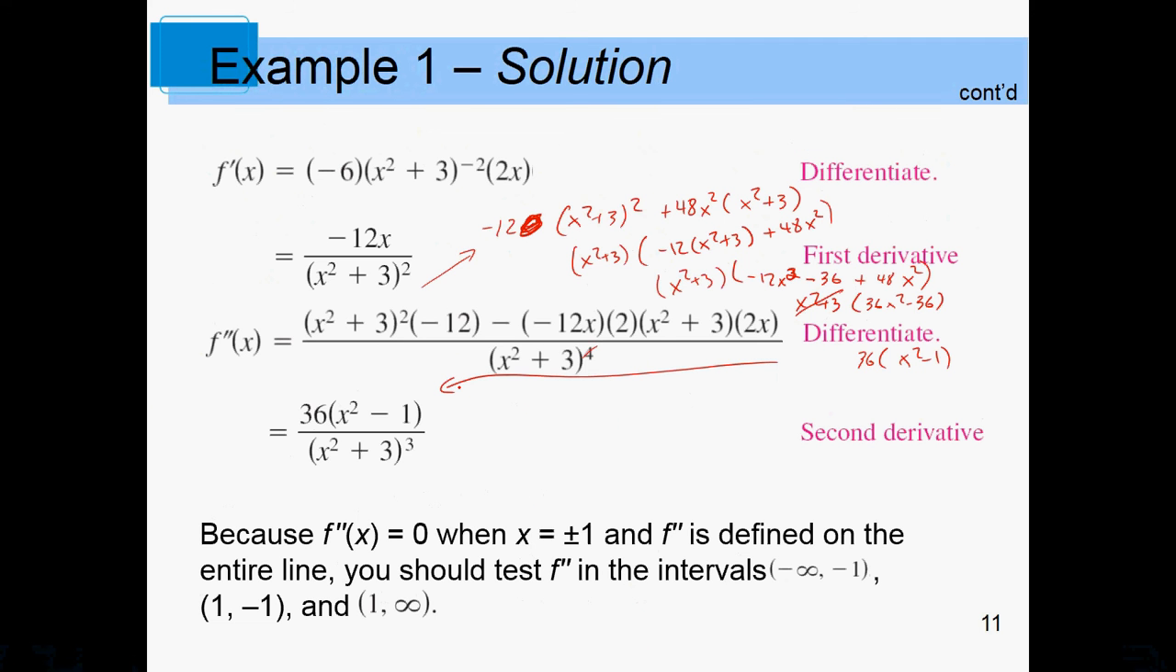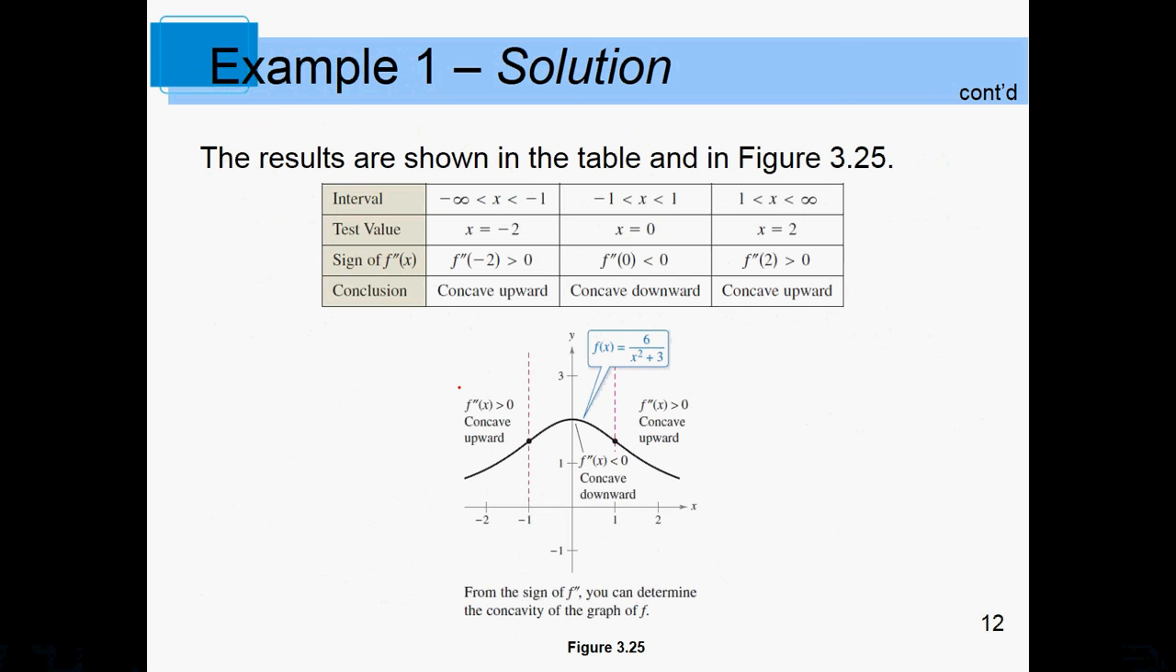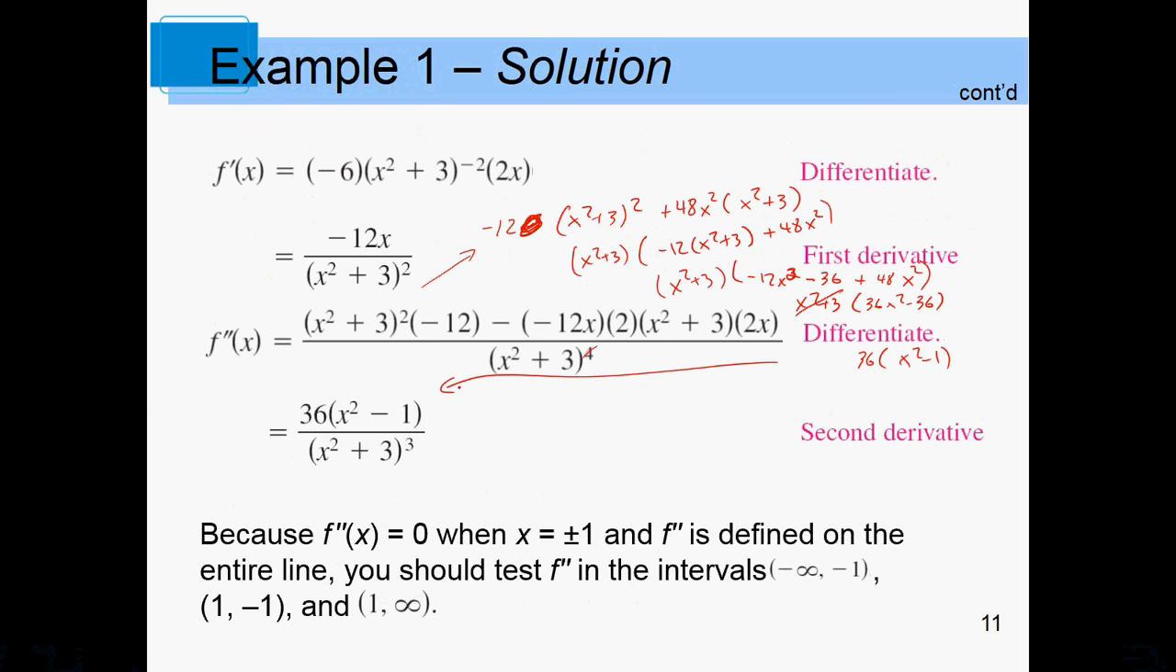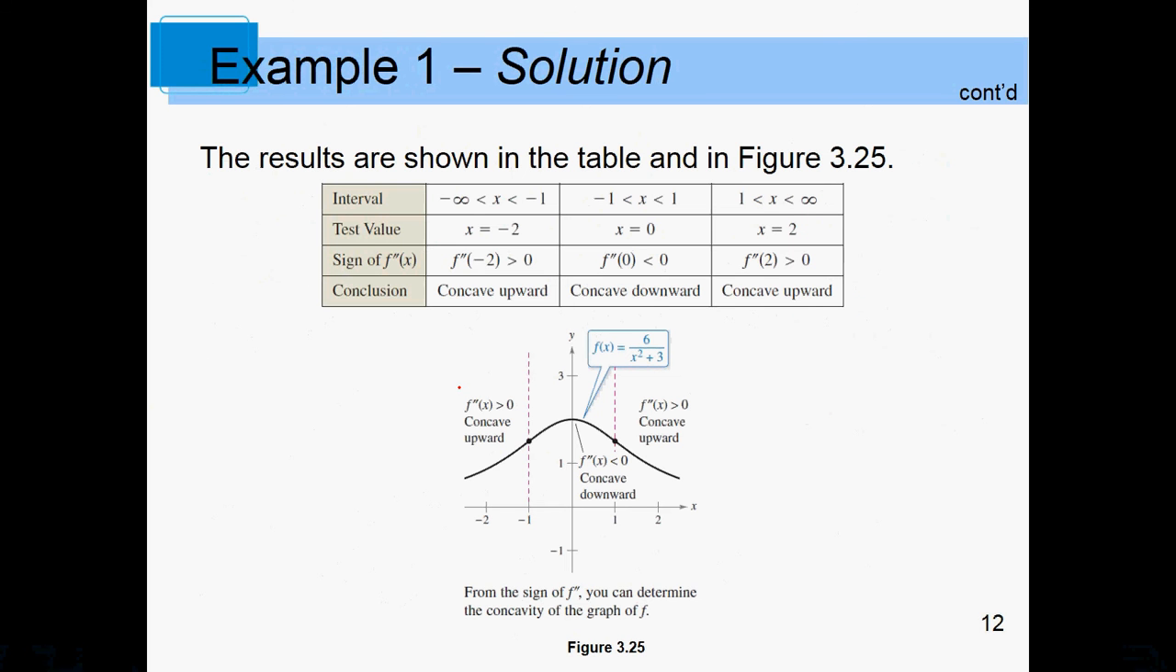If we pick x equals 0, 0 minus 1 is negative, which means we have a negative on the top. 0 plus 3 is positive, so we've got a negative over a positive, which means we have a negative, which means we're concave down on that interval. And then we plug in 2, 4 minus 1 is 3, positive on the top, positive on the bottom, positive divided by positive is positive, therefore it's concave up on that interval.